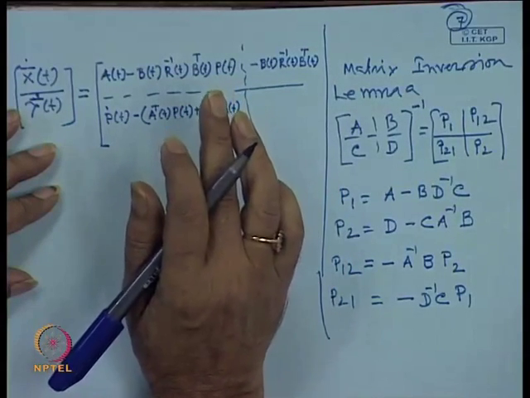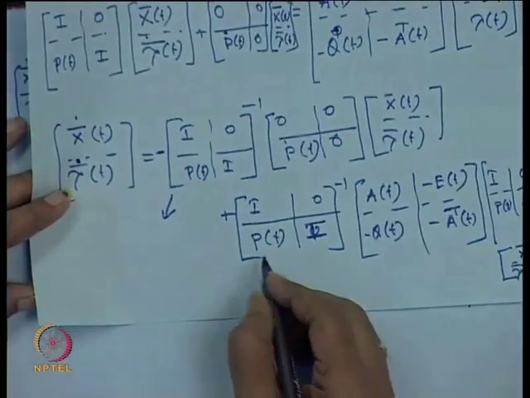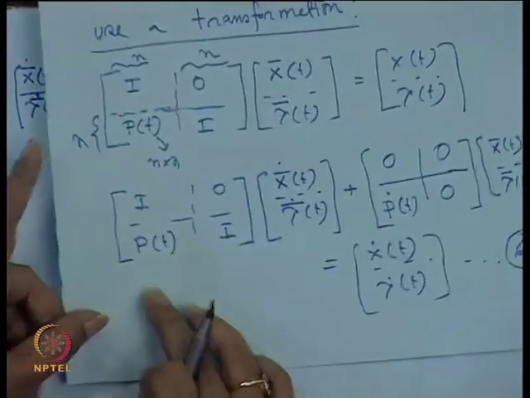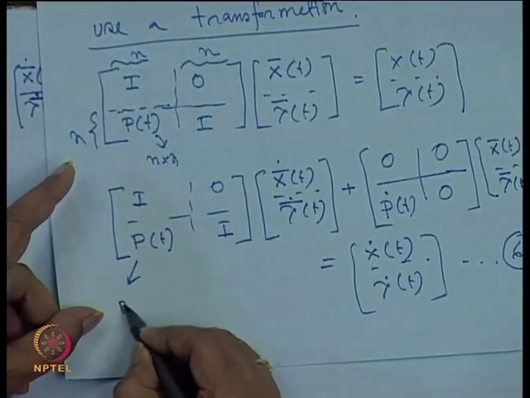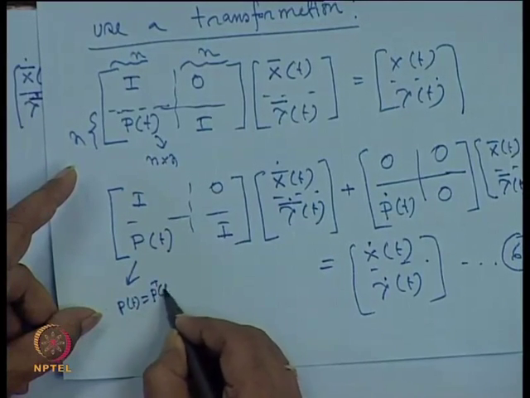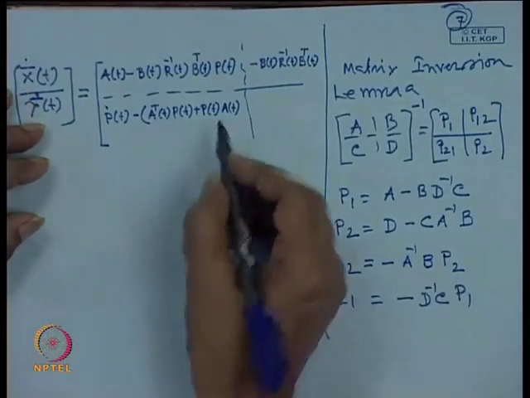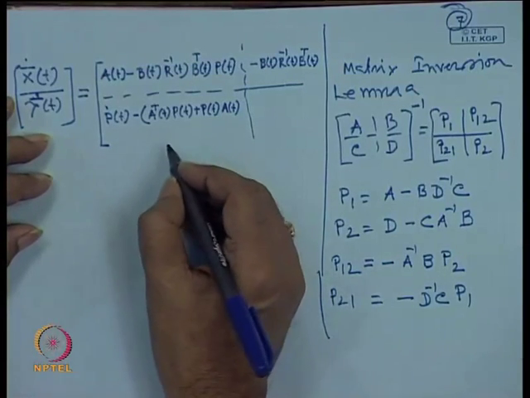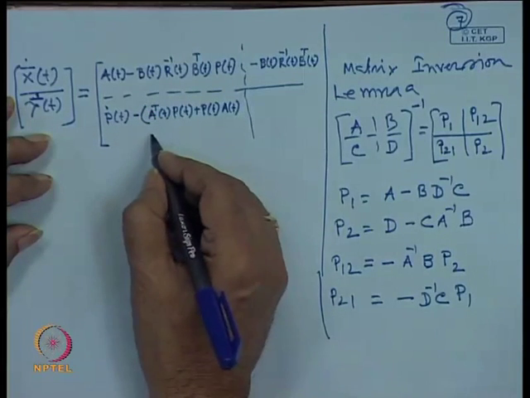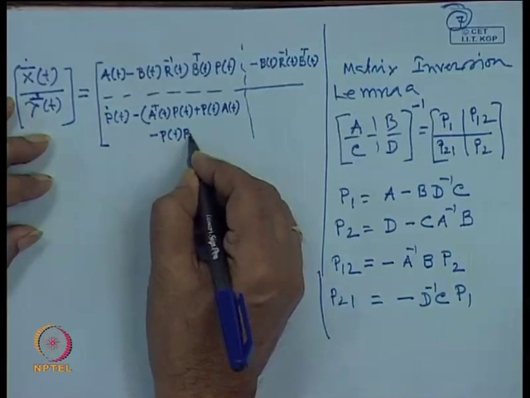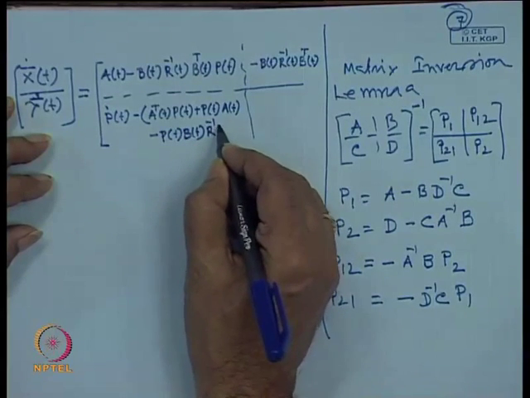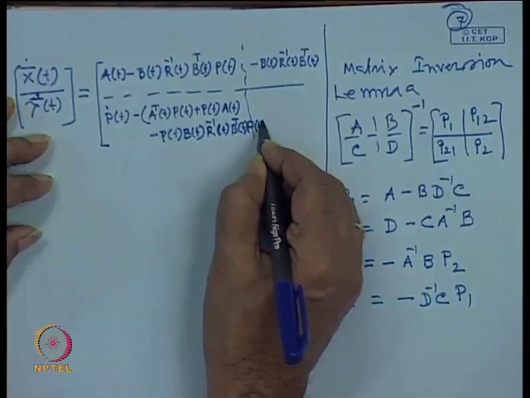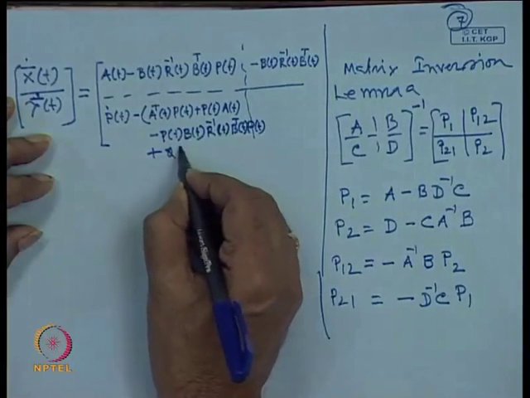Please remember that P is a symmetric matrix. Here we have just considered that P is a symmetric matrix, in the transformation we have considered here. You can say P is equal to P transpose of t. So, this plus, inside the bracket, this one plus P of t B of t R inverse of t B transpose of t into P of t plus Q of t. So, this is the 2-1 block.